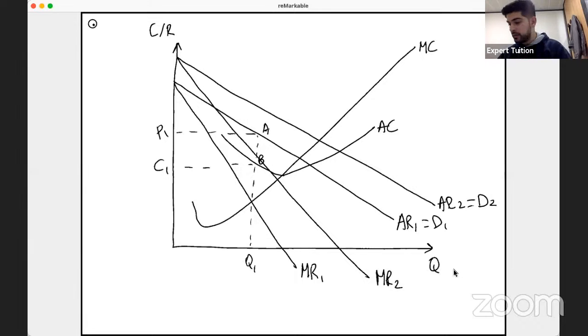Well, there's a new MR curve. So MC equals MR is now here. You'll see that. This is the new quantity. Go up until you hit the demand curve.